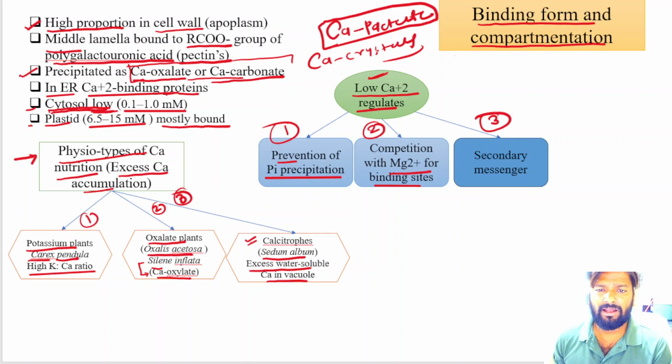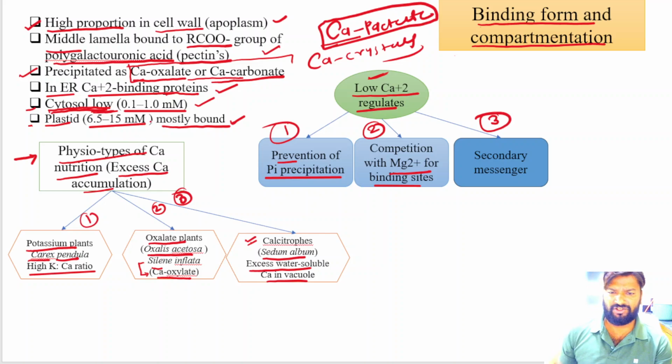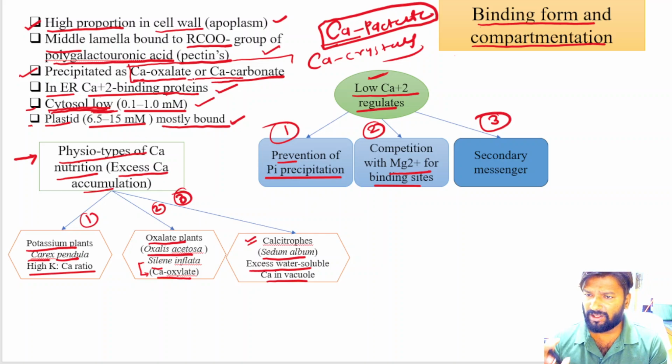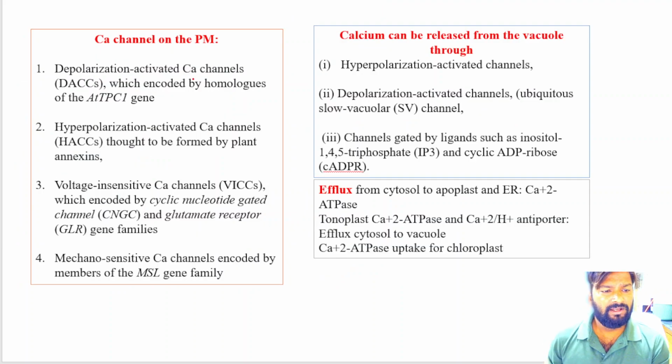Now this is about the binding form and compartmentation. Compartmentation means calcium is present in the cell wall, then in the lamella, also in the endoplasmic reticulum, in the cytosol and in the plastid. Binding form: it is found in the form of calcium pectate in the middle lamella. It is also precipitated. It is also found in calcium binding proteins, and also in the cytosol. So this is about the binding form and compartmentation. Next point is about the transport.